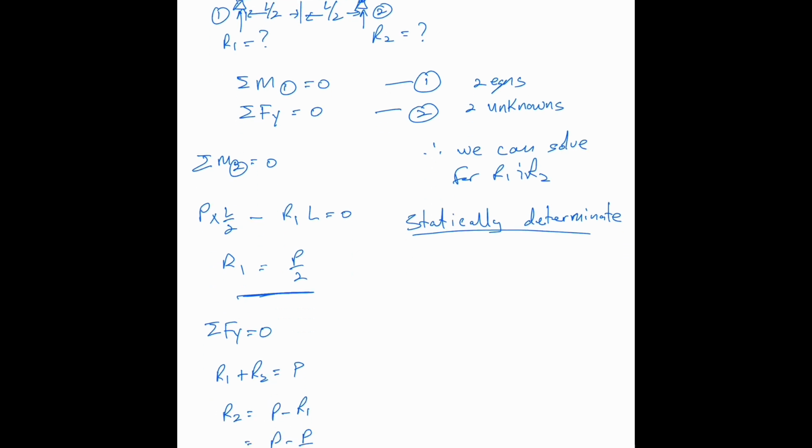P minus P on 2, which is, of course, P on 2, which is what we expect. Alright, so the forces now on this beam will be P on 2, P on 2. Right, so that is what being statically determinate means.